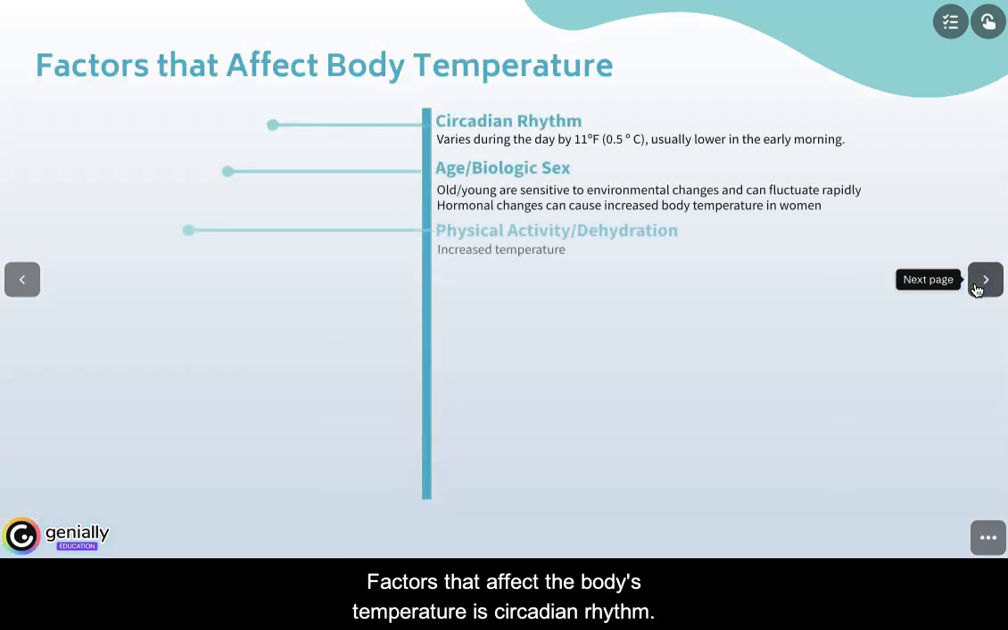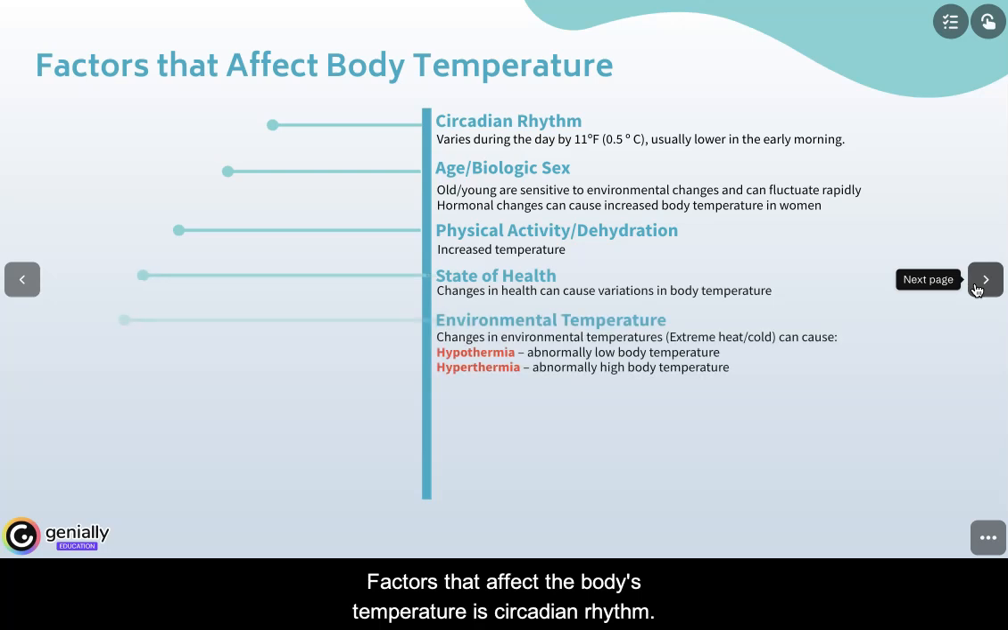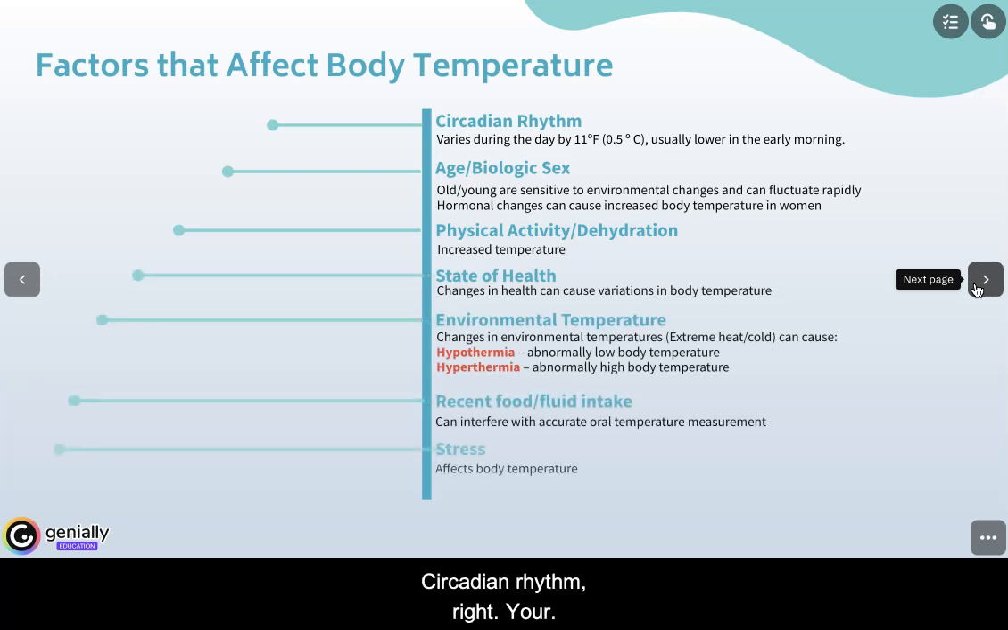Factors that affect the body's temperature is circadian rhythm, right? It varies during the day, right? By approximately 1 degree Fahrenheit. Usually it's lower in the morning. So if you check a patient's temperature when they first wake up, it's going to be a little lower, right? Because your body needs to produce heat through metabolic activities. So they've been resting right now. So it's going to be low.